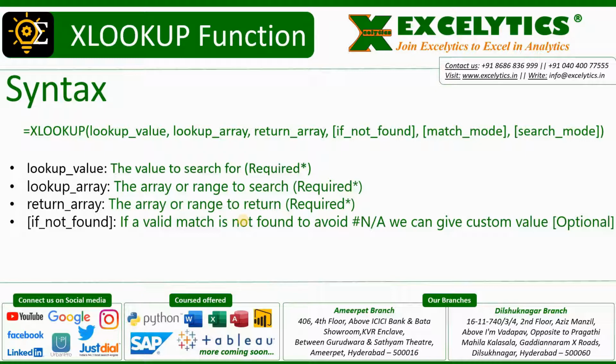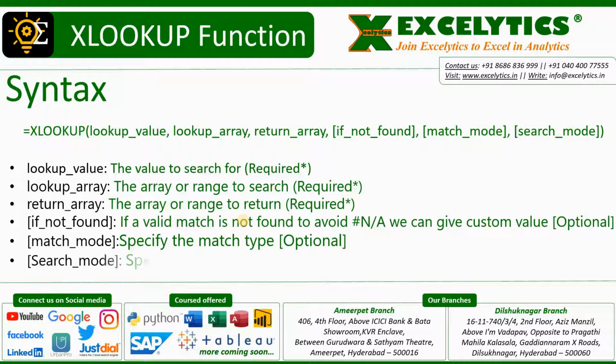The fourth one is if not found. This is used to avoid the not applicable error. Whenever we don't have any exact match, then we are going to get an error. To avoid that error, we can use if not found. And then we have match mode. This is another optional argument where we can specify how we want to match, exact match or wildcard match, and there are some other additional options also in it. And then we have search mode. This is also a new argument wherein we can search from top to bottom or bottom to top. And also there are some additional search modes which are specifically used for numbers in ascending and descending order data.